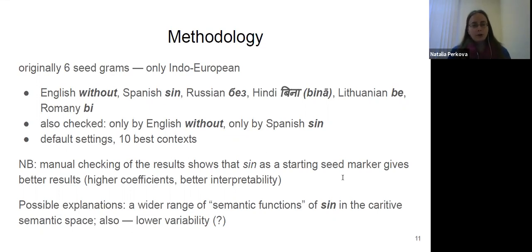the results scored by only English, without, only by Spanish sin. Manual checking of the results interestingly shows that sin as a certain seed marker gives better results and better interpretability. So what can happen? Probably there is much variability among English translations, which gives more variability in the data and probably lower likelihood scores or probabilities.